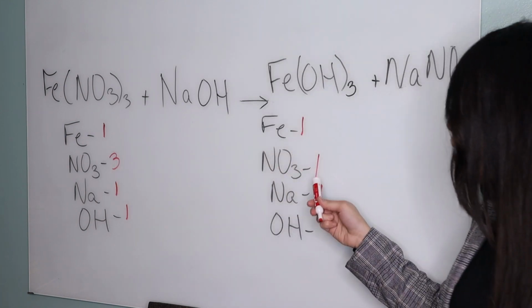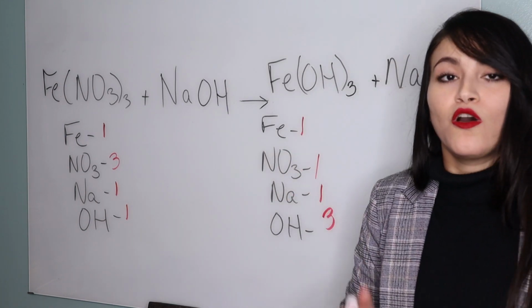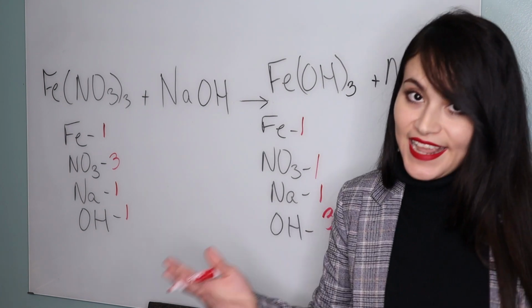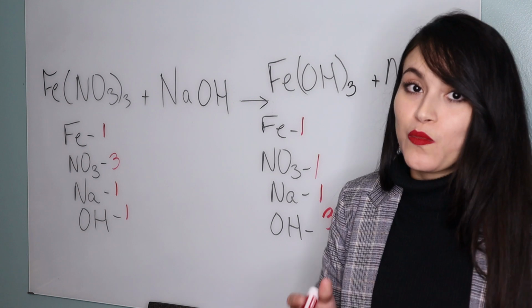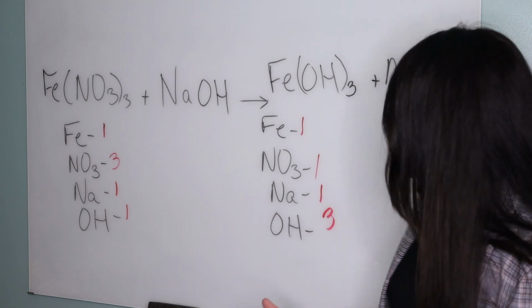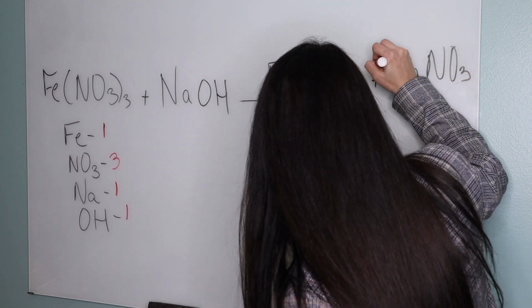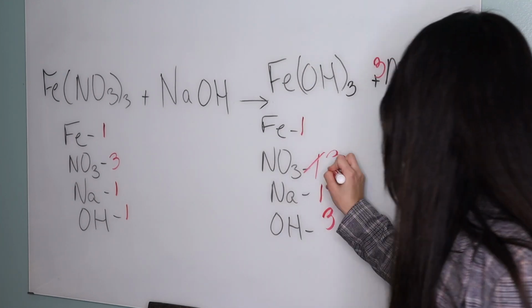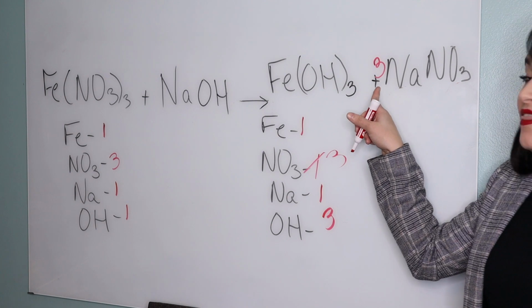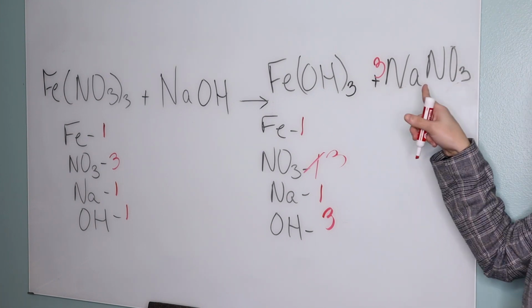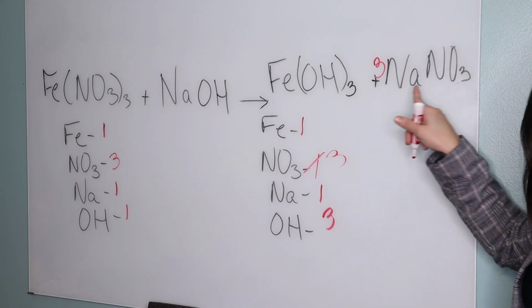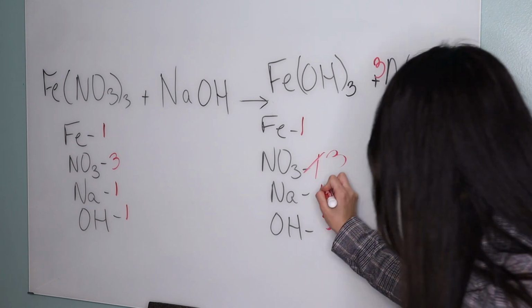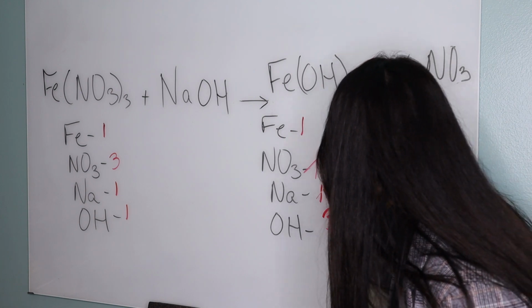Nitrate, 3 versus 1. So again, you ask yourself, 1 times what is going to equal 3? And that's easy. It's going to be 3, right? 1 times 3 will equal 3. So I'm going to take the 3 and write it over here. Now this becomes 3. And because we have written this coefficient, it's also going to impact the sodium. So we now have 3 sodiums here.